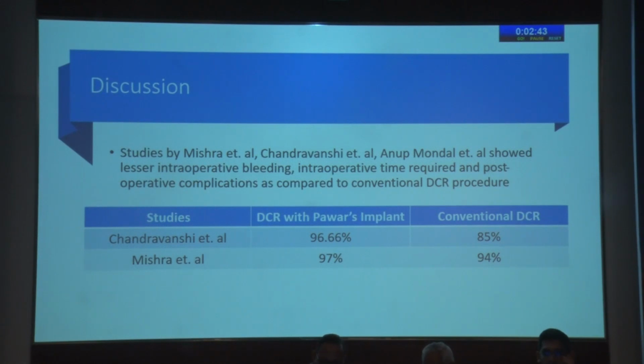Various studies by Mishra et al., Chandravanshi et al., and Anup Mondal et al. have shown lesser intraoperative bleeding, intraoperative time required, and postoperative complications as compared to a conventional DCR procedure. Studies comparing Pavar's implant versus a conventional DCR have shown a 96% success rate in Pavar's implant versus an 85% in conventional DCR, and even 97% in Pavar's implant versus a 94% in conventional DCR.